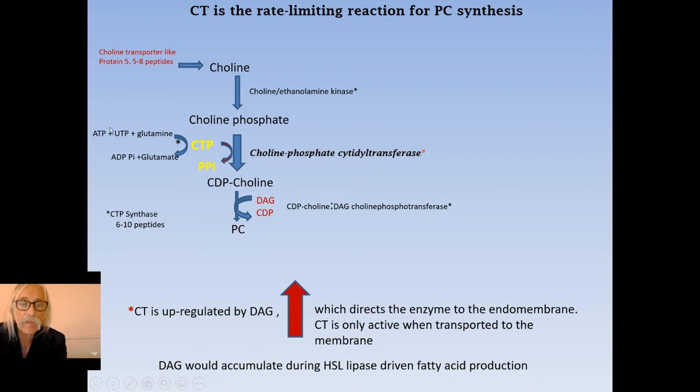Choline phosphate then can react with CTP to generate CDP-choline. And now you've made this transfer of CMP, and you've removed pyrophosphate. Now you've made a nucleotide polar head group. This is CDP choline. So the product of this choline phosphate cytidylyltransferase is CDP choline. It's a nucleotide, right? That's cytidine diphosphate choline. Right?